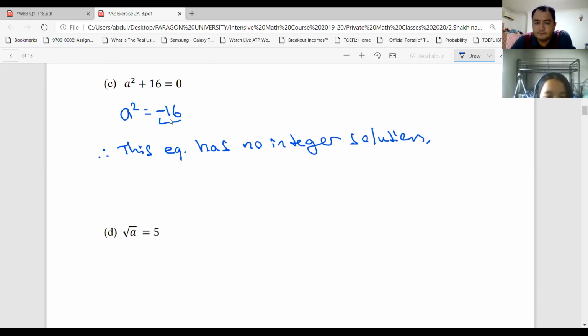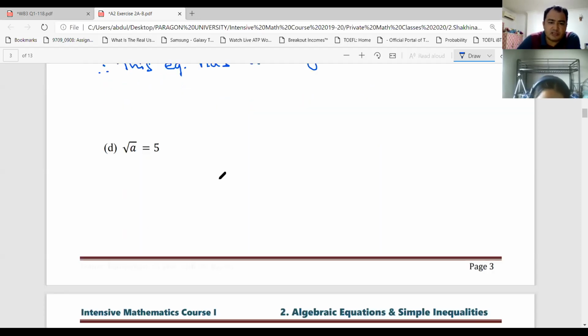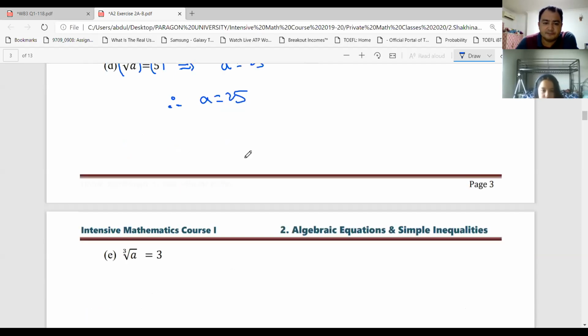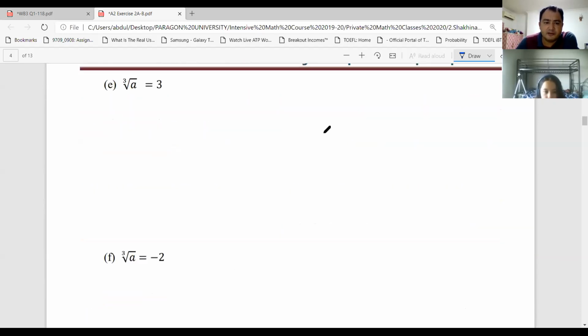And how about this, Shahina? It says that square root of what number is 5? If you square both sides, we can square both sides, right? Square root of A squared is just A, and 5 squared is 25. So the answer is A equals 25. Okay. How about E?